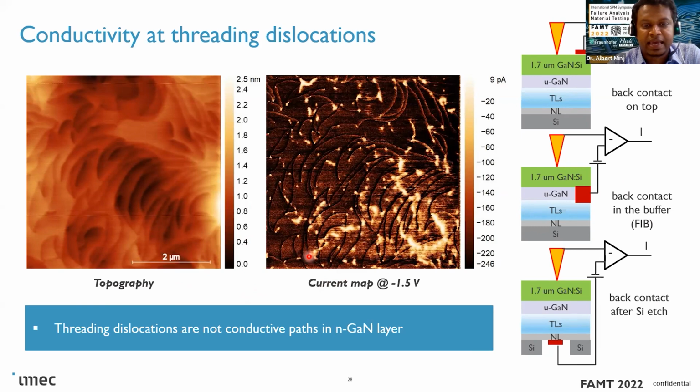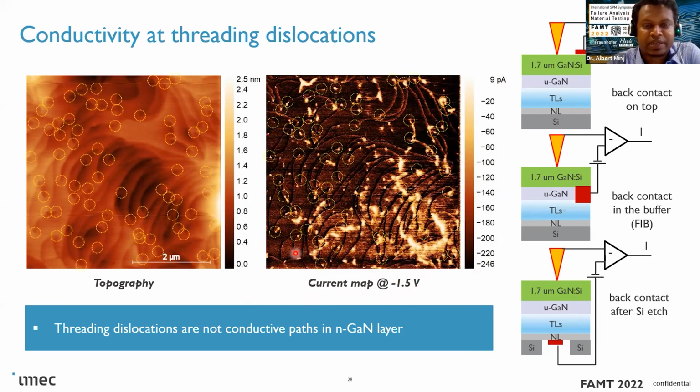So here is the topography, and this is the current map obtained at minus 1.5 volt. So basically, this is a forward bias condition. In the reverse bias, we saw almost no current anywhere. There was no contrast. So it came out quite nicely that almost all threading dislocations had no conduction at all in their core. This means these threading dislocations are actually non-conductive thanks to their deep acceptor nature. But this can be problematic for light applications because they are still non-radiative recombination centers.